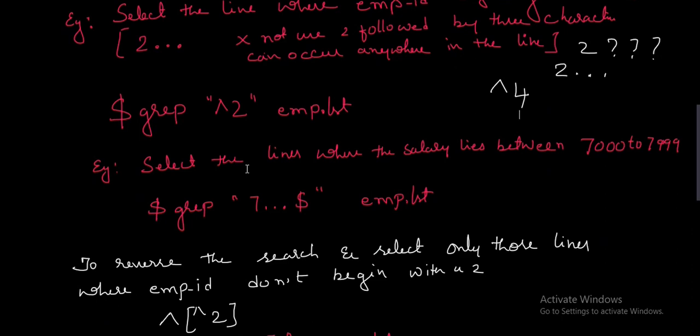And the next example I can take is: select the line where the salary lies between 7,000 to 7,999. In this case, how you can specify the regular expression is $grep. The pattern you need to specify should always be in quotes. Okay, so 7, followed by how many digits? 3 digits. 7 followed by 3 digits, then the dollar indicates match all the lines that end with that. Okay, in the last column of the line it is going to search, wherever it finds the first digit is 7, it will display all those lines.